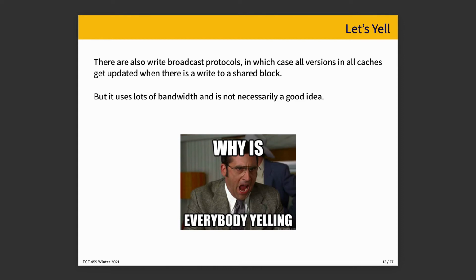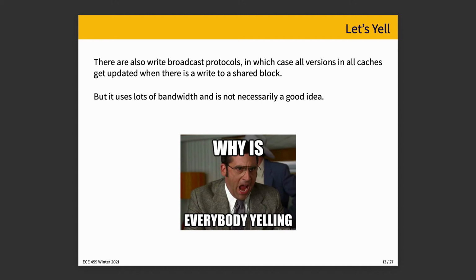There are write broadcast protocols, so the opposite of invalidate as a solution, or at least the alternative to invalidate as a solution, in which case all caches get updated when there's a write to a shared block. But of course, that uses a lot of bandwidth. That is not necessarily a good idea because everybody is yelling about, well, I just changed this to that, and some people will be like, yeah, I'm noting it down, but I can't remember why I care. So that's not necessarily something that you want.